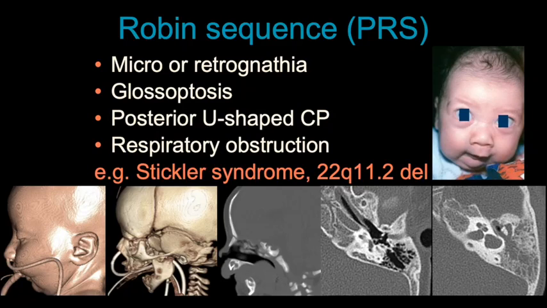This descriptive phenomenon is seen in a variety of syndromes, including Treacher Collins syndrome, but also Stickler syndrome, which is a collagen vascular disorder, and 22q11 deletion syndrome, otherwise known as velocardiofacial syndrome, as shown here, in which there are characteristic temporal bone anomalies. There is a thickened stapes and a horizontal semicircular canal malformation.